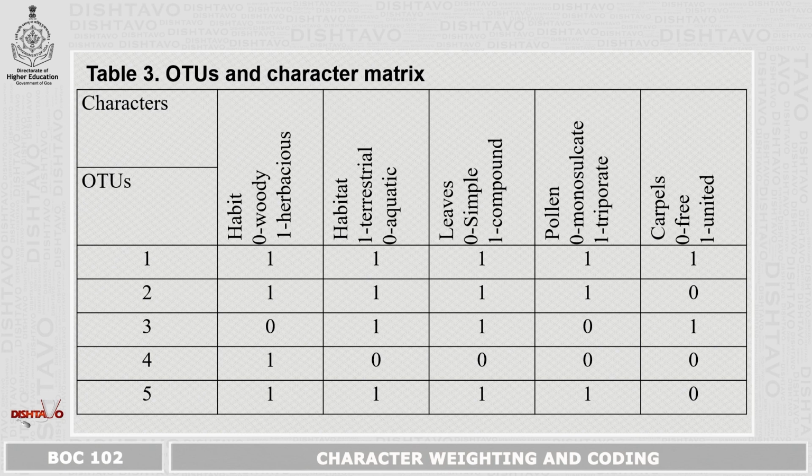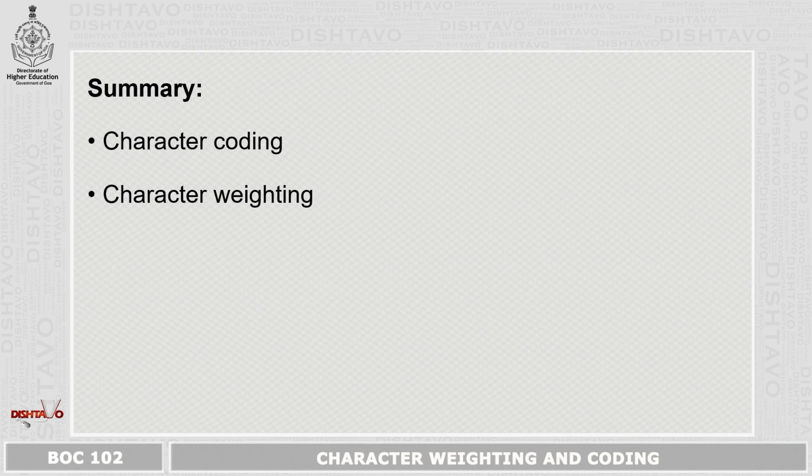In the first column you will find the operational taxonomic units. Five hypothetical taxonomic units have been considered here, and the character coding is also done. You can see the habit, with character states woody or herbaceous, and according to the plesiomorphic and apomorphic characters the weightage has been given, and accordingly the coding has been done here. So in this module we have studied character coding and how character weighting is to be done.